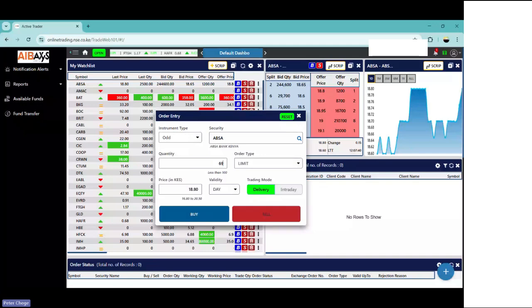So ODD is where you buy in less than 100. Now, let's say you want to buy 100 shares and 150 shares. That order you split into two. 100 shares will go to normal. So you complete and submit. Then you put another order, second order for ODD for the balance, that is 50. So that's how you play around with the screen.